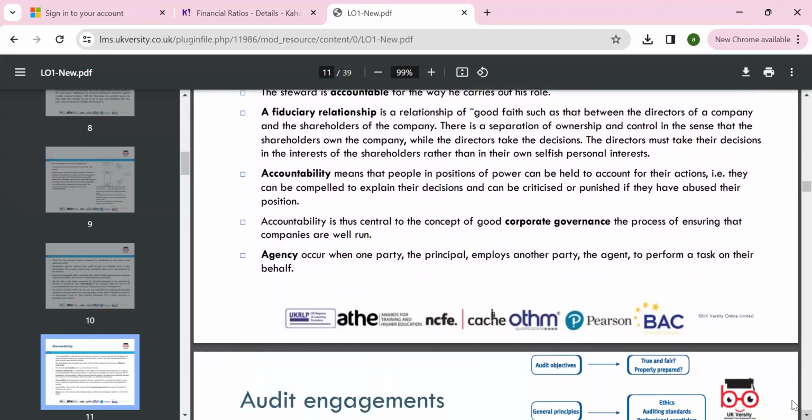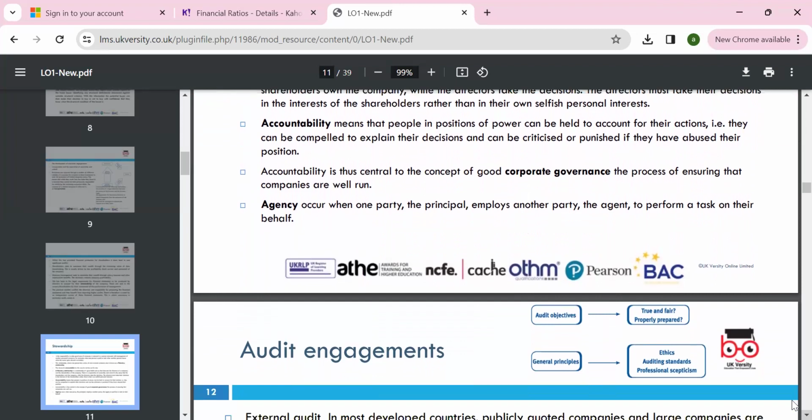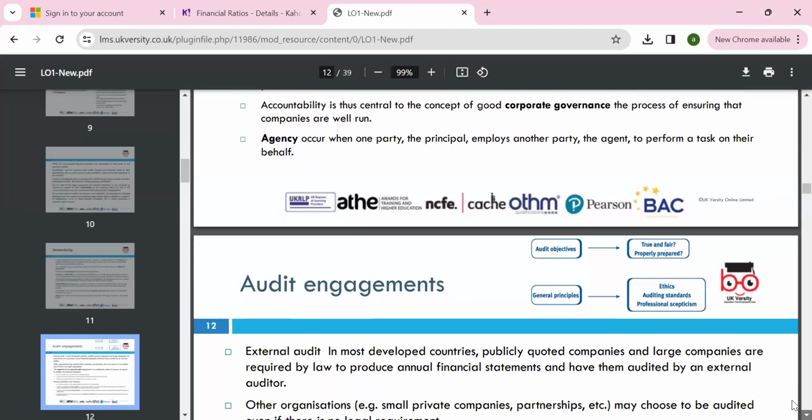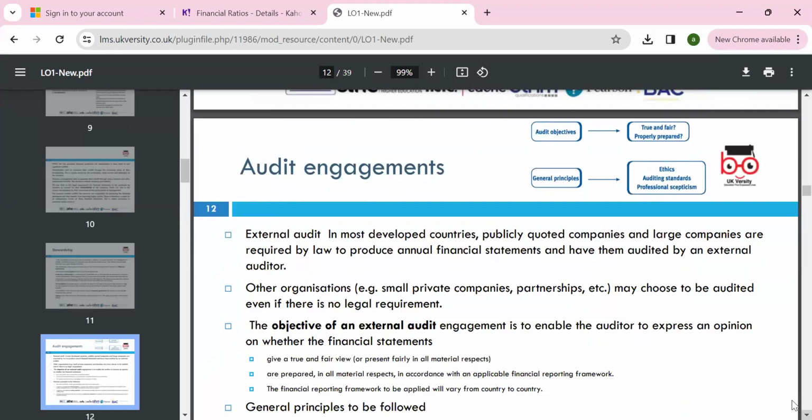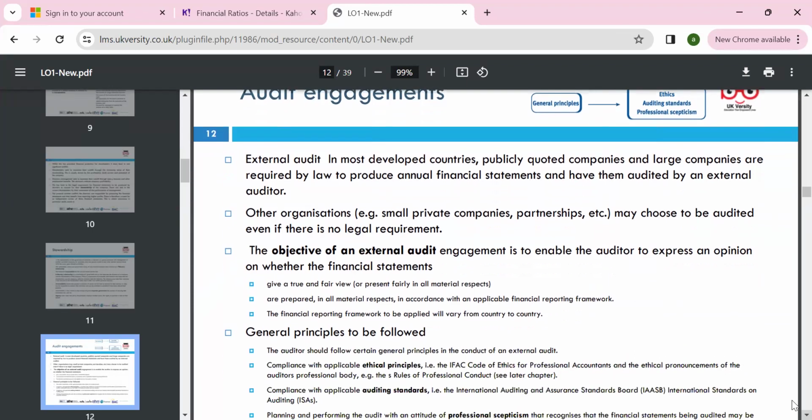We need accountability in terms of control, and the concept of good corporate governance is the process of ensuring companies are well run, and agents act on behalf of the parties, the principals. So the agent and agency relationship is very important, because the director is the agent of the shareholders. Like in the audit engagement, in most developed countries, publicly quoted companies and large companies are required by law to produce annual reports. An external auditor needs to do the audit, and audited accounts need to be presented.